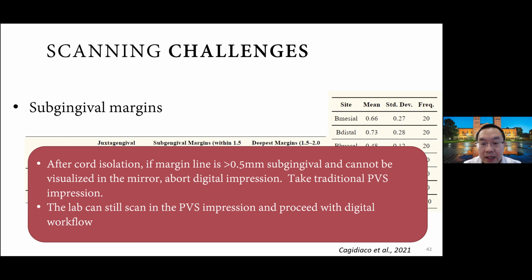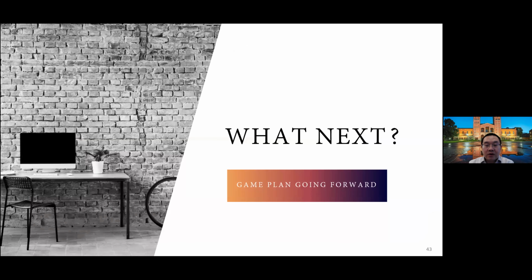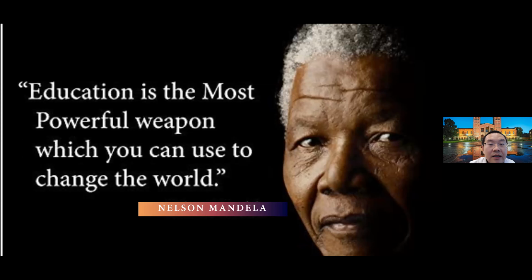Digital workflow. So don't be afraid to go the traditional route. The PVS is still our go-to when the scanning doesn't work, okay? So what's next? What's the game plan for us going forward? Let me see, there's a new question here. Do you need a conventional chamfer or shoulder termination lines, or what's a BOPT technique?